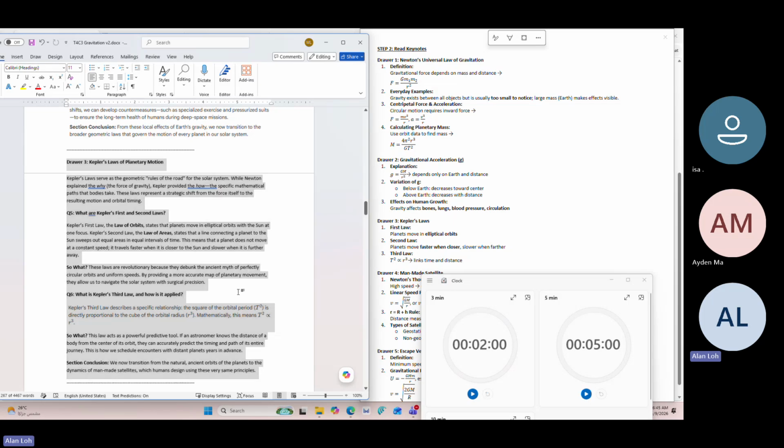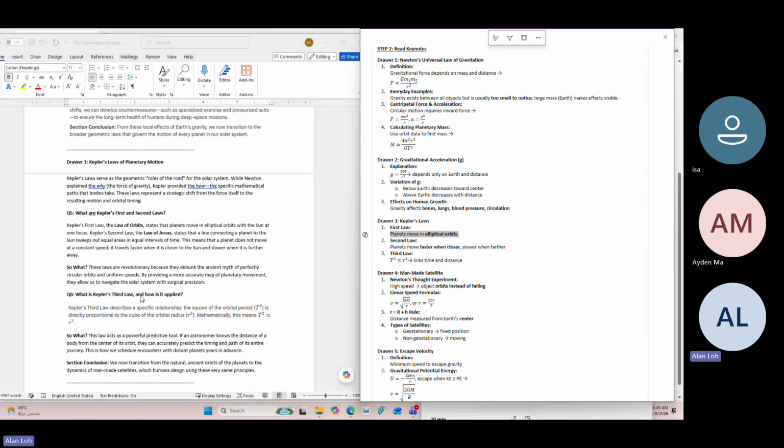Drawer 3 is quite simple, I would say. It is Kepler's law, and there are 3 laws. The first law is basically telling you that the planet is moving in elliptical orbits. So it's not a round circular orbit, it's elliptical. Elliptical is like an oval, right? And having the sun at the focus, not at the center, but at the focus, that means at the side of it. The second law is talking about this planet moving faster when it's closer to the sun.